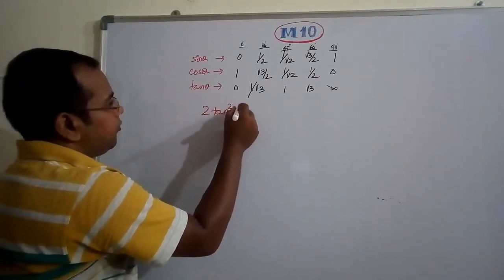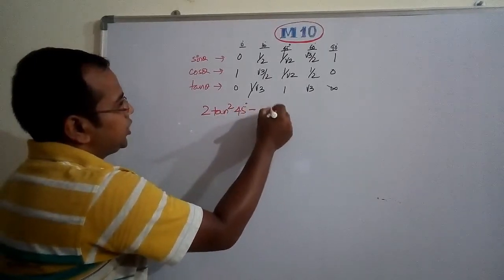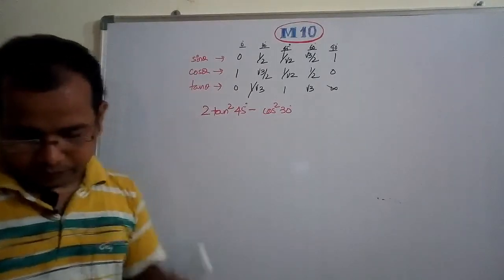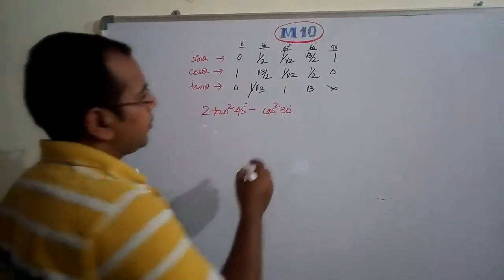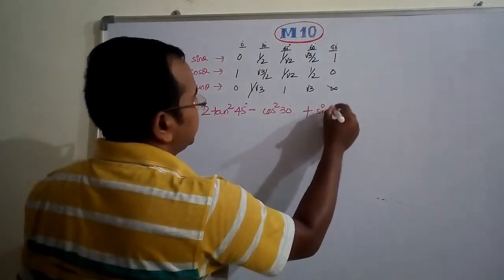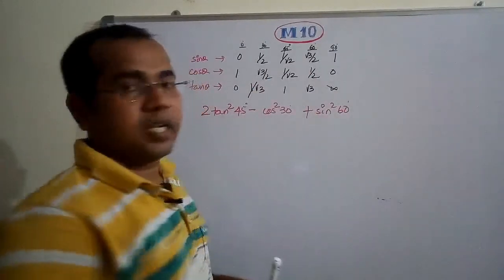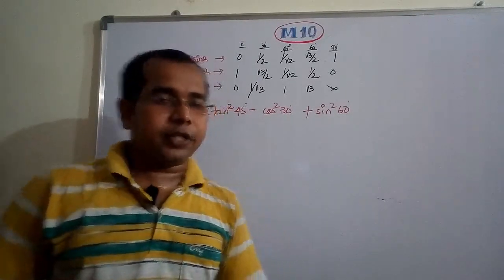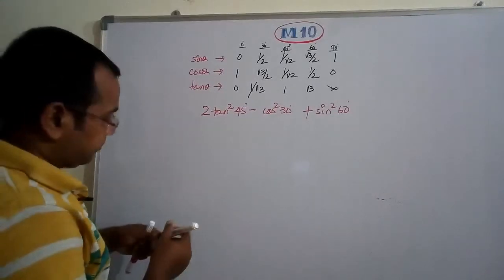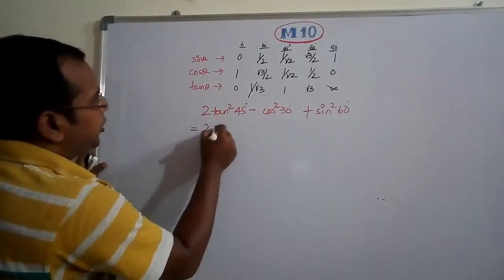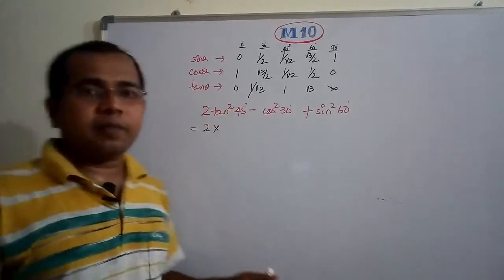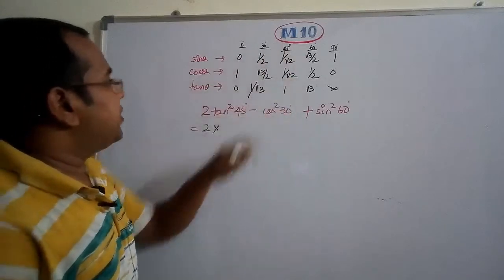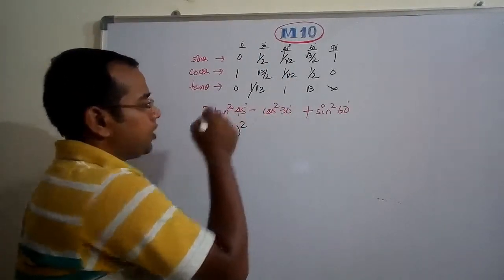2 tan square 45 degrees minus cos square 30 degrees plus sine square 60 degrees. Okay, now let us solve this question. As I have already told you, you just need to put the values here. Now see here, 2 into tan square 45 is nothing but tan 45 whole square. What is tan 45 here? Tan 45 is nothing but 1. So you will write here 1 square.